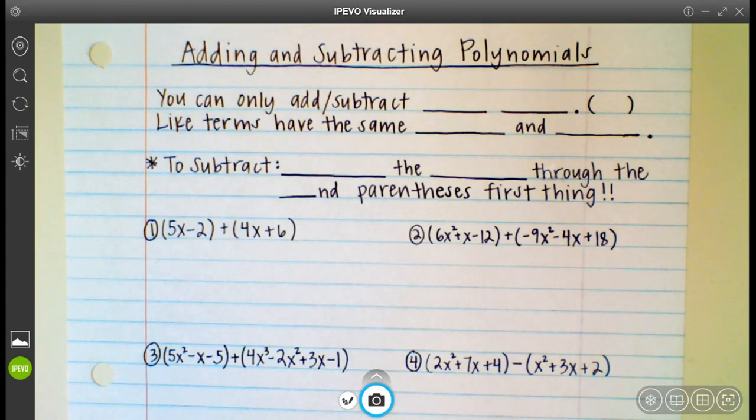Hey there, guys. So today we are going to learn how to add and subtract polynomials. And so go ahead and take a few minutes to copy down these notes. Feel free to pause the video as well.